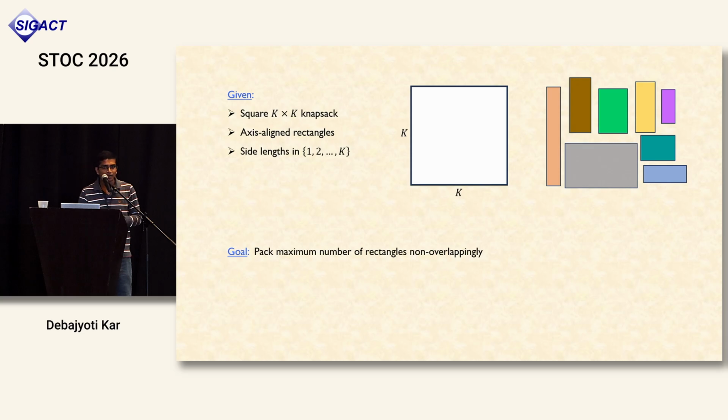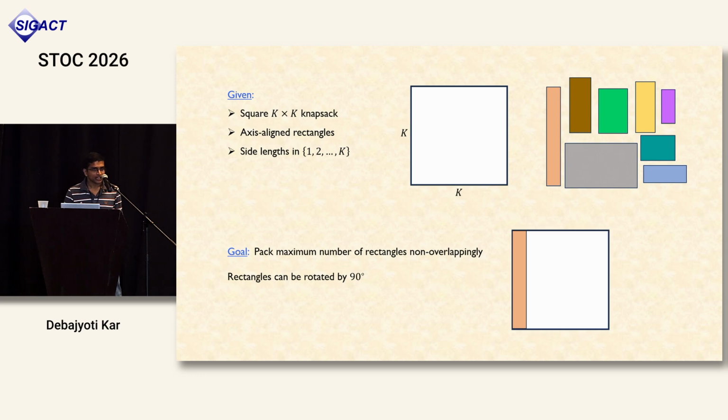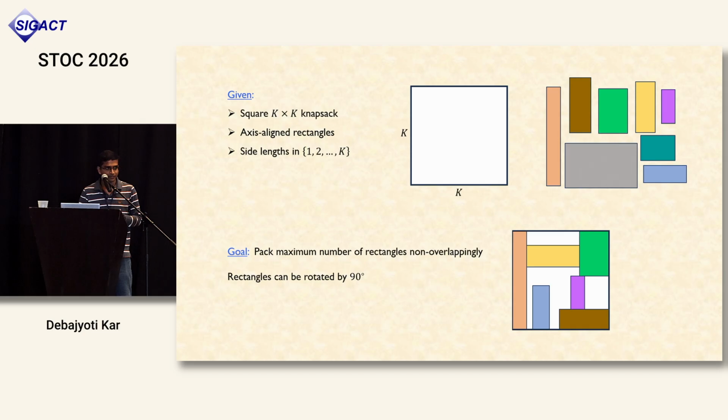And throughout this talk, I'm going to assume that the rectangles can be rotated by 90 degrees. That is, for every rectangle, there are two possible orientations in which you can pack the rectangle. So for example, consider the orange rectangle. Either you can place it vertically in this fashion, or you are allowed to rotate it by 90 degrees and pack it in this fashion. And under this constraint, your goal is to place the maximum number of rectangles into the square. So for example, for this instance here, we have a packing that packs 6 of the input rectangles.